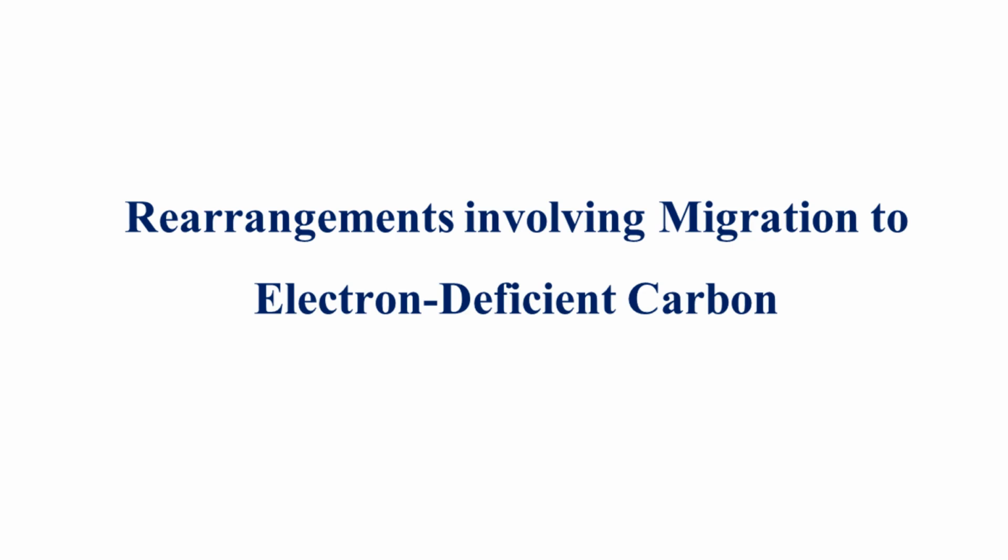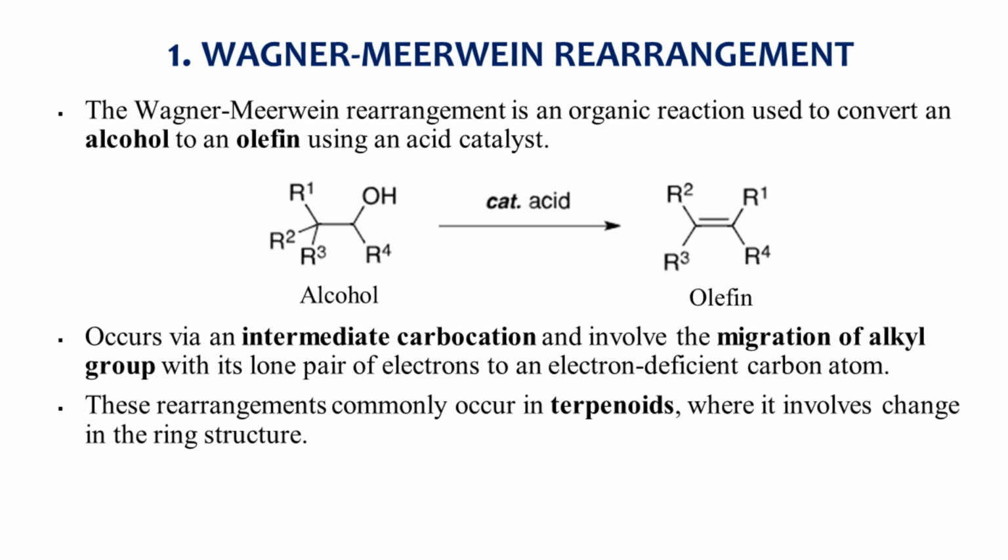Let's delve into rearrangements involving migration to electron-deficient carbon. These reactions are crucial in organic synthesis and have various applications. The Wagner-Meerwein rearrangement is an organic reaction used to convert an alcohol to an olefin using an acid catalyst. This reaction involves the migration of an alkyl group to an electron-deficient carbon atom, commonly occurring in terpenoids.